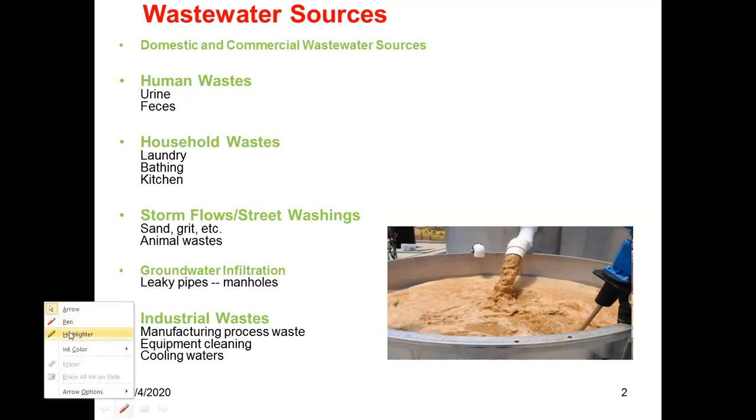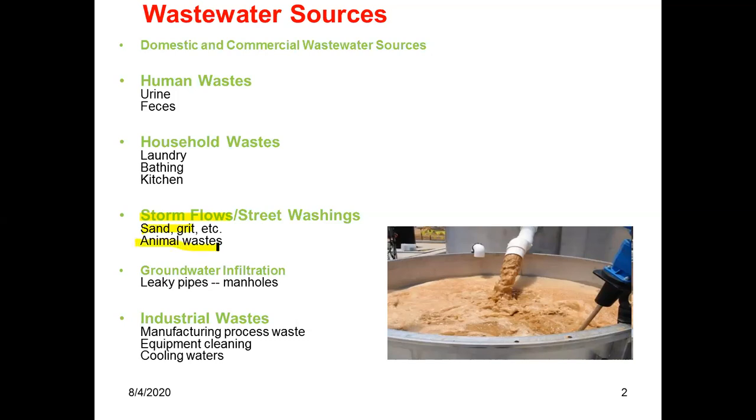Then wastewater is generated from street washing or runoff from rainwater, which is called storm water. This runoff from rainwater consists of sand, grit, and also animal waste. And there may be large floating things like polythene and plastic cups. Likewise, there may be coarse solids also.